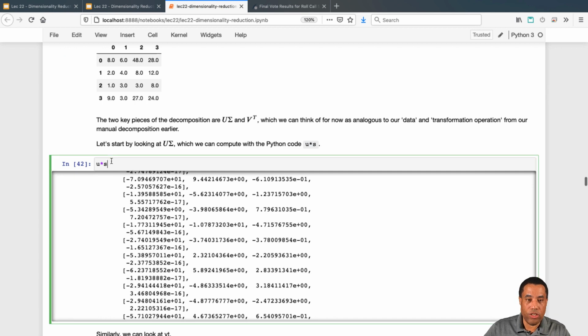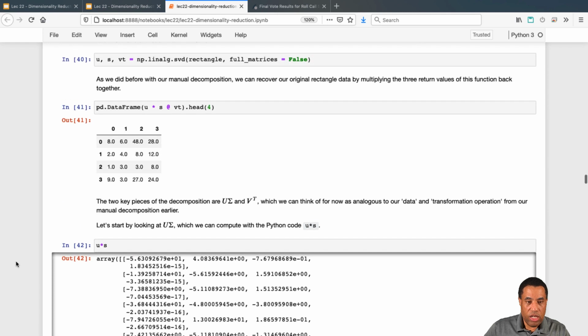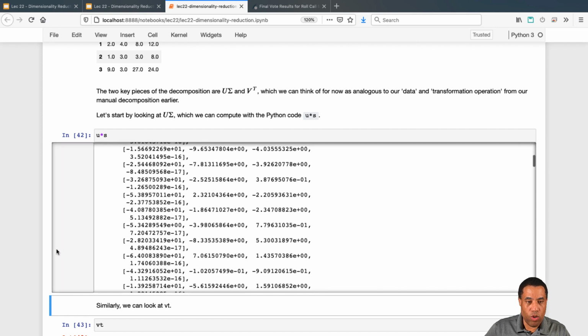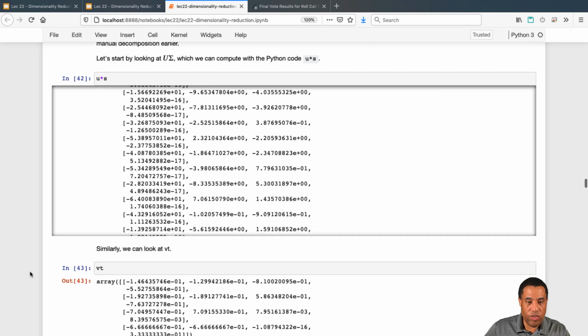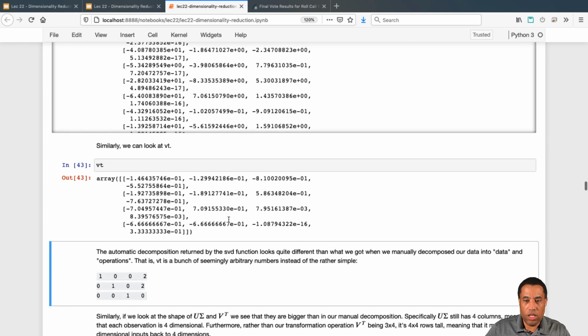So let's first look at U sigma. And what we see here is this data. And this kind of looks different from what we had before in our manually derived matrix. We'll come back to that in a moment. Now let's look at V transpose. And so, yeah, this also looks very different from our transformation matrix that we had before, which was, again, just 1s, 0s, and 2s. Here we've got negative values, and it's quite different from what we had before.